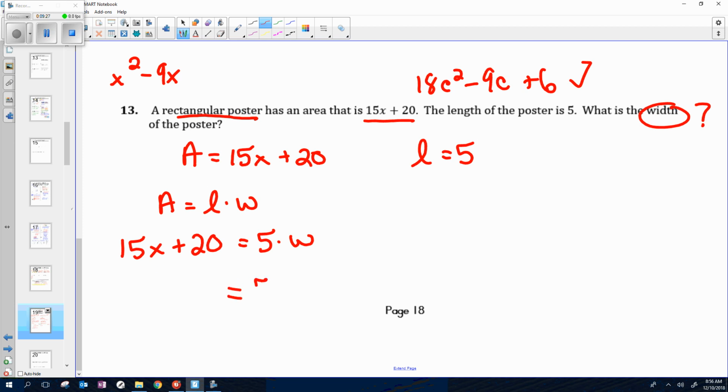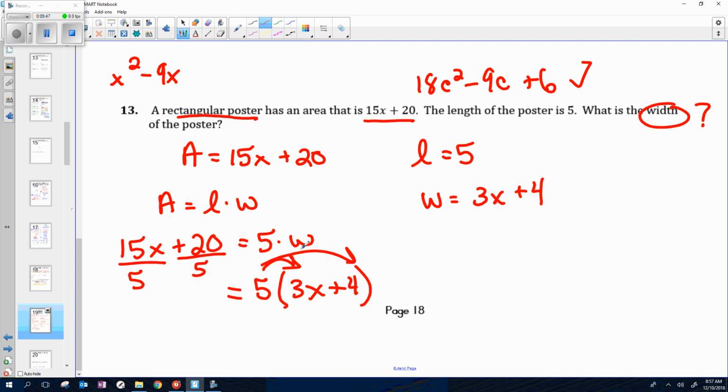So if I'm left with 5, my width is going to be 15x divided by 5 would leave me with a 3x, and I have 20 divided by 5, which leaves me with a plus 4. That means that my width should be 3x plus 4. Now, if I distribute this 5, I should get this 15x plus 20, which means that I did it right, and then our width would be 3x plus 4. 5 times 3x does leave me with a 15x, and 5 times 4 does leave me with a plus 20. So our width is 3x plus 4.